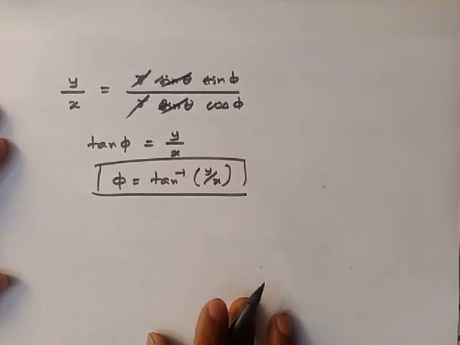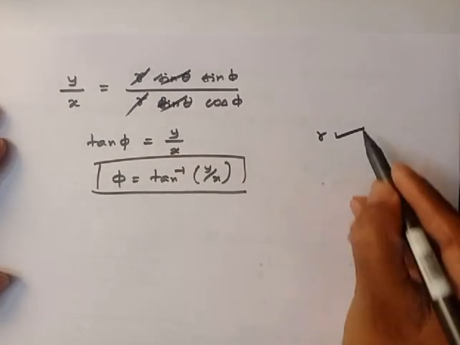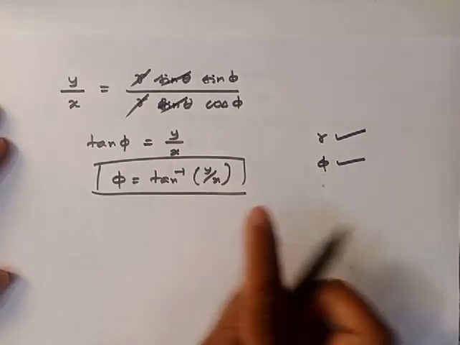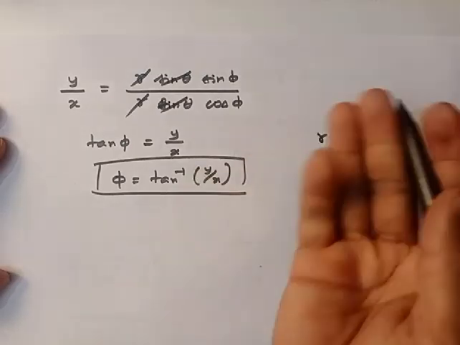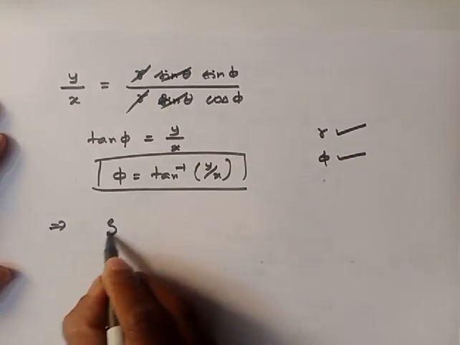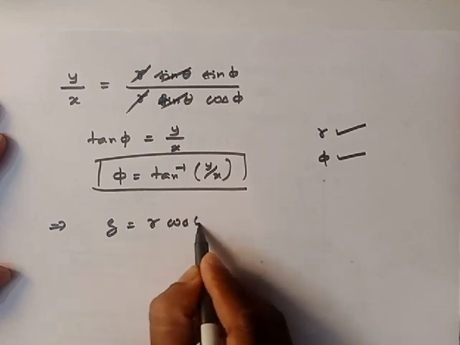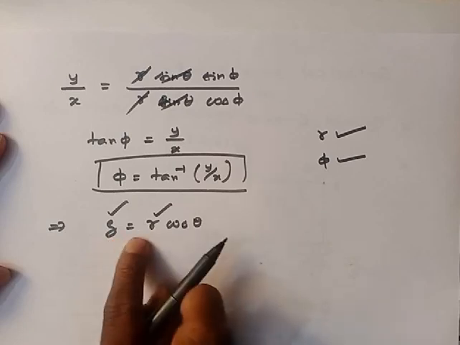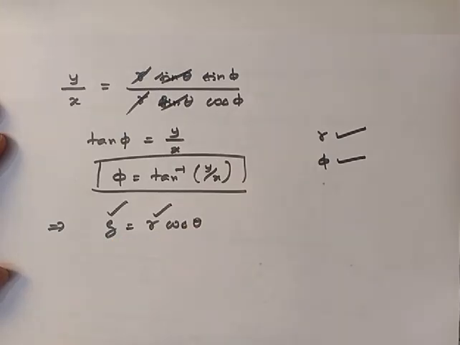Very simple. So you can find the value of r, and you can find the value of phi by using the values of x and y. Once you know these two values, you can calculate the value of theta by making use of z equal to r cos theta. If you know the value of z and the value of r, then using these two values, you can calculate theta. So you can convert Cartesian coordinates into spherical polar coordinates by making use of this.